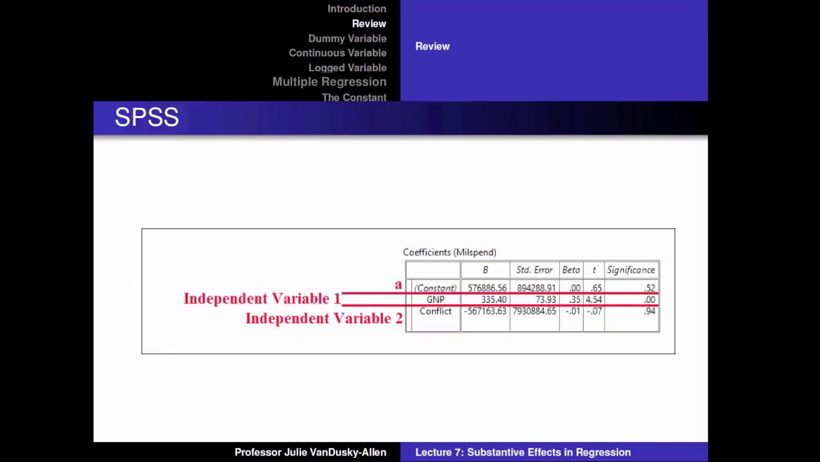Once you run your regression, the last table in the output tells you the coefficients for each of your variables, the constant, and the significance test results for the coefficients and the constant. The first row tells you the statistics associated with A hat. The B column tells you what A hat is, and the SIG column tells you the results of the significance test. The next rows tell you the statistics associated with each independent variable. The B column tells you what the B hats are for each independent variable, and the SIG column tells you the results of the significance test for each B hat.